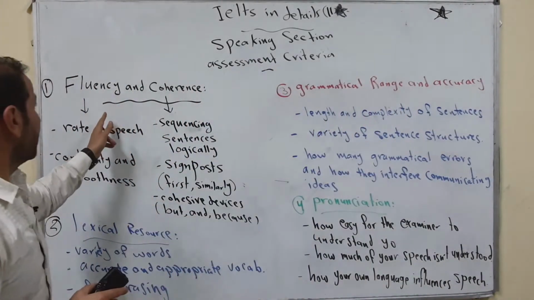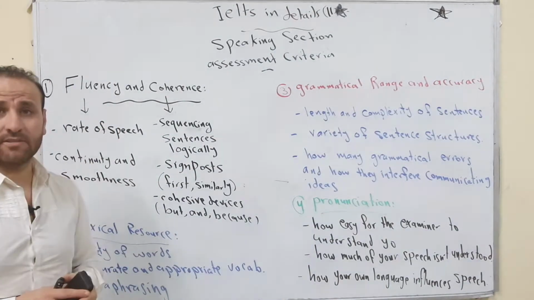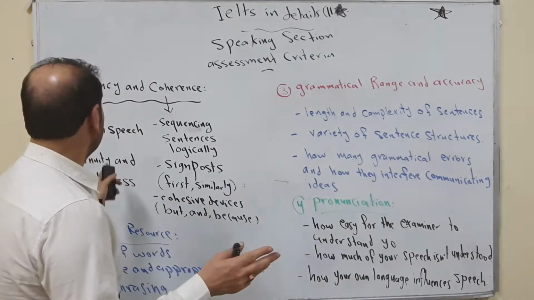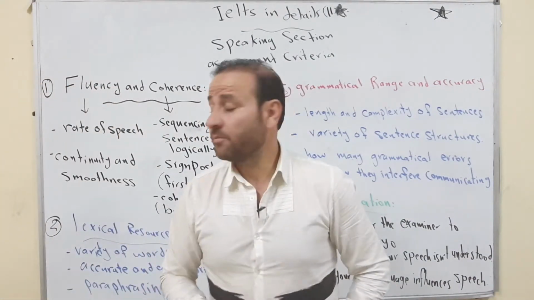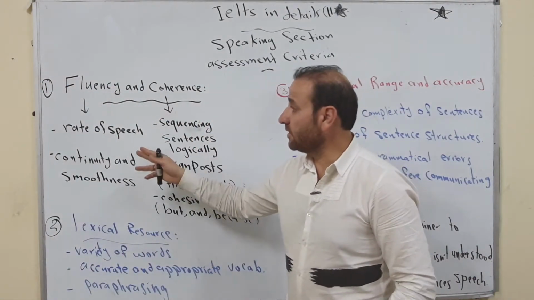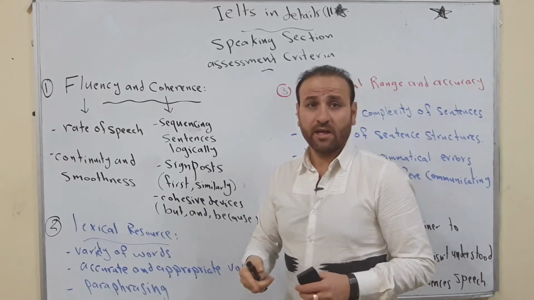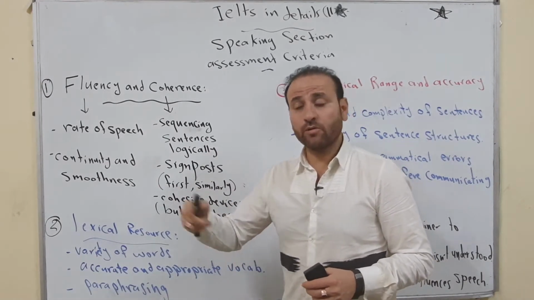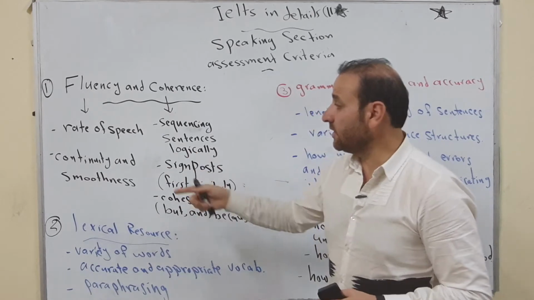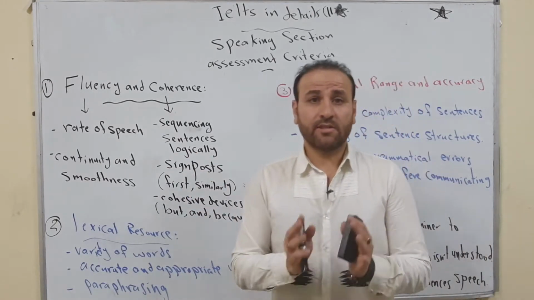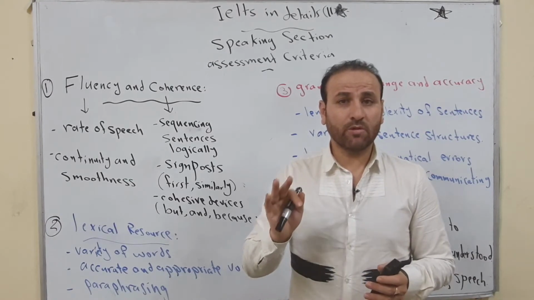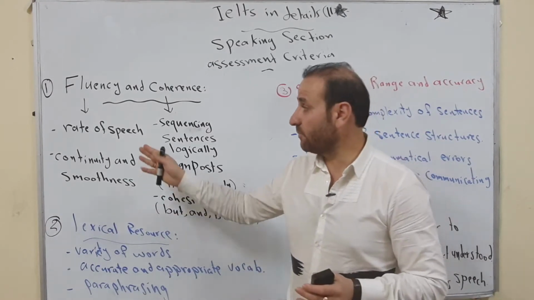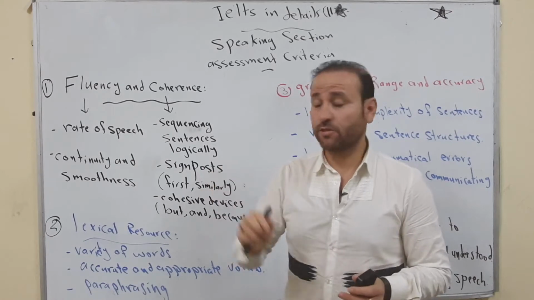The first thing, fluency and coherence. What I mean by fluency and coherence? Fluency and coherence mean, first, fluency means rate of speech, how you talk, how long you talk. Continuity and smoothness. You stop, how many you say. So this is what we call fluency. So this is very important to focus on your rate of speech.